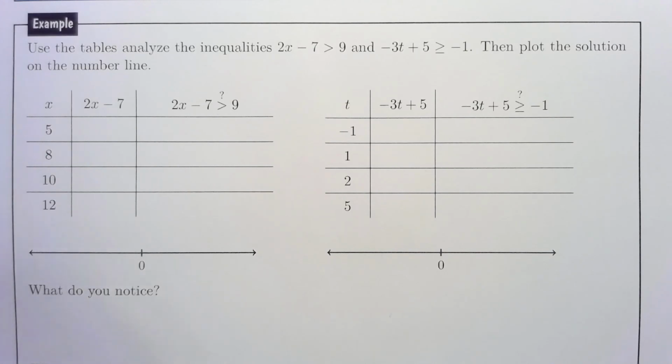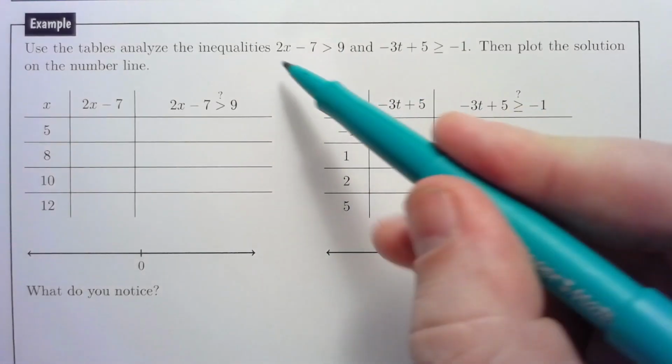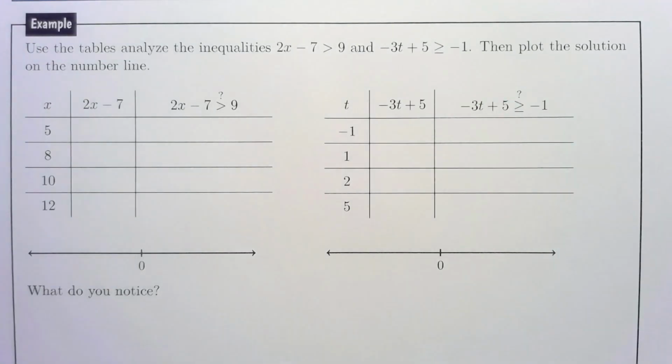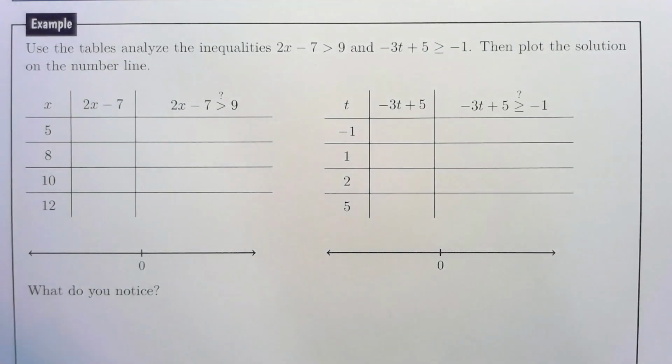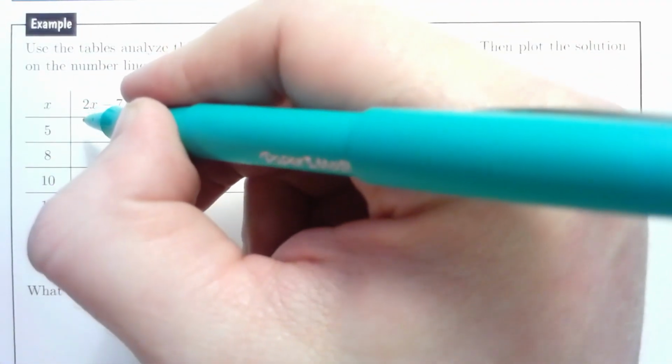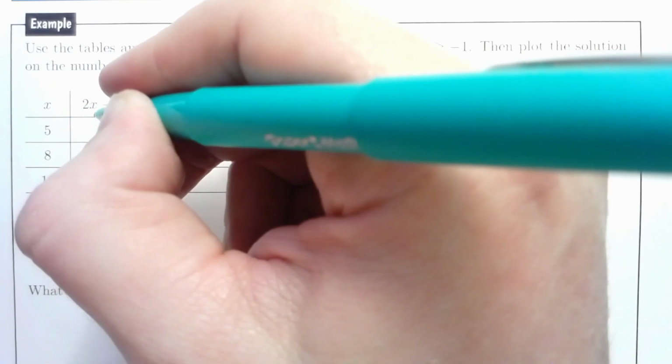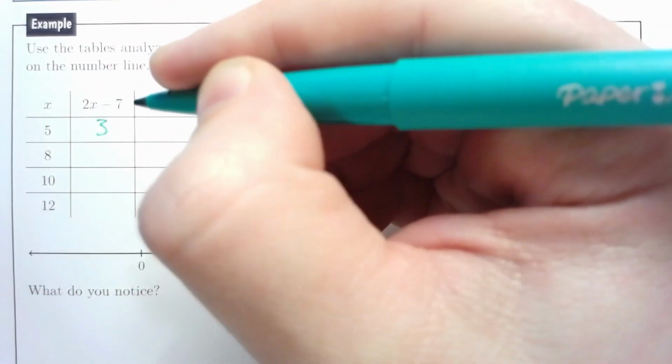So let's look at the inequality 2x take 7 is greater than 9. Well, let's try some values for this expression 2x take 7. So if x equals 5, we have 2 times 5, which is 10. Take 7 is 3.